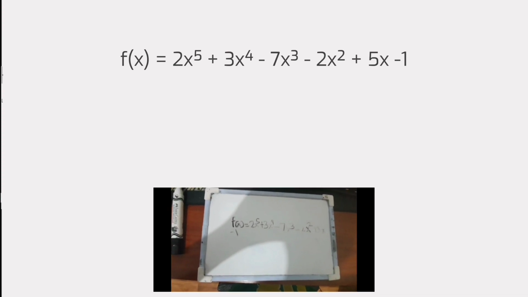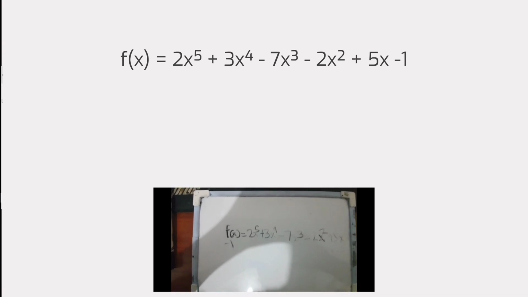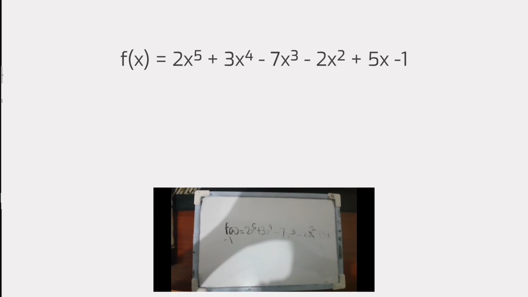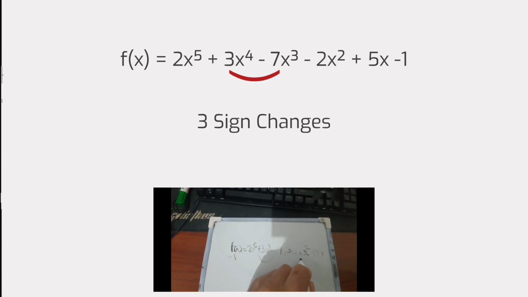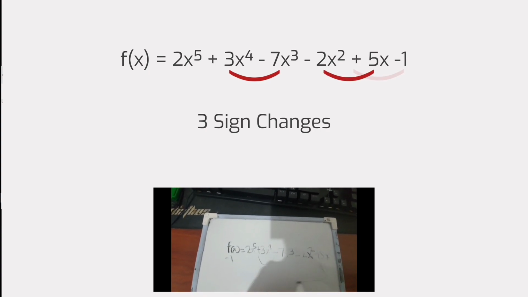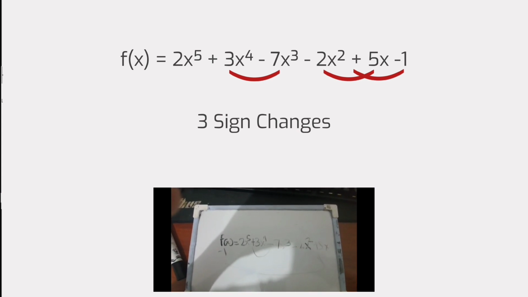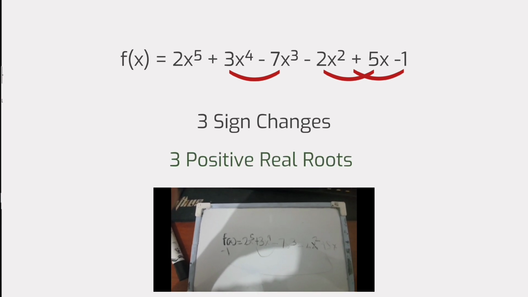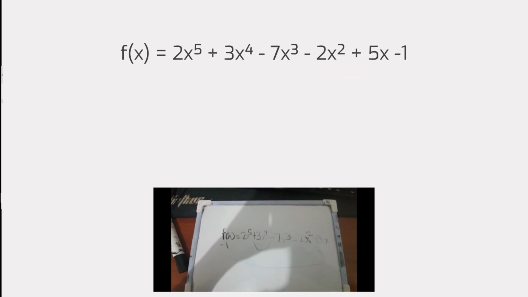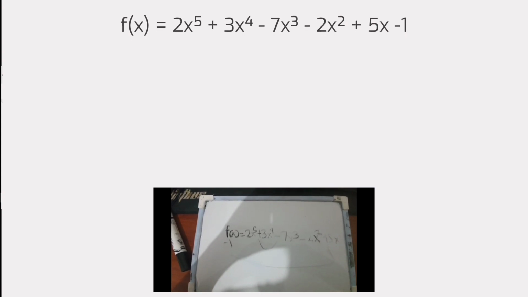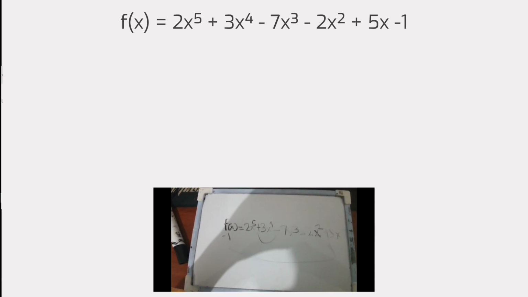Now, we count the number of sign changes in the coefficient. In this case, we have 3 sign changes. This is 1, 2, and then 3. As I said, we have 3 sign changes, which means that the polynomial equation has 3 positive real roots. To find the negative real roots, we need to apply Descartes' rule of signs to the polynomial equation obtained by replacing x with negative x.